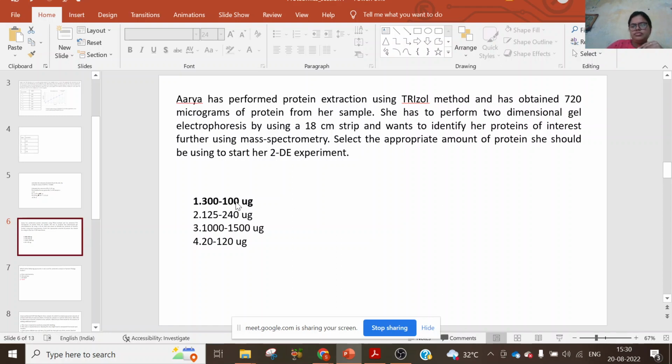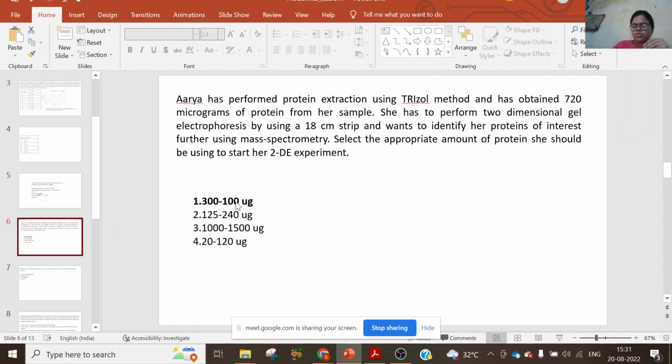For an 18 centimeter strip, you can imagine the gel will also be bigger, because this will be the length of the gel, at least 18 centimeters. So the amount of protein loaded should be more so that the protein spots are properly visible. But it should not be too much, so that there is no loss of resolution between the spots. That's why, as Sneha said, there is a particular range that you work with.